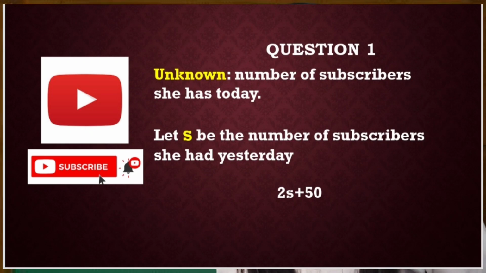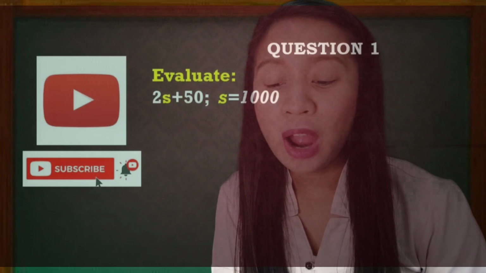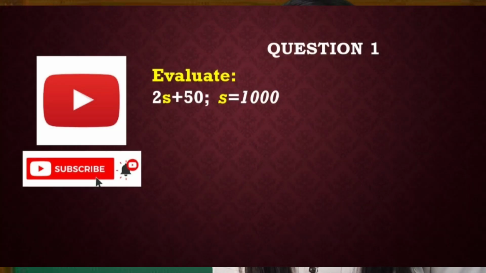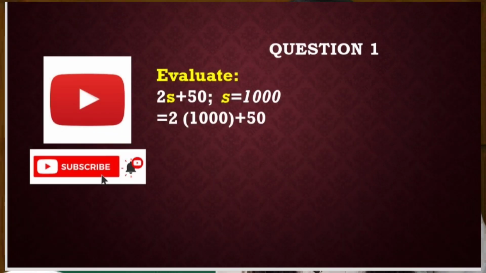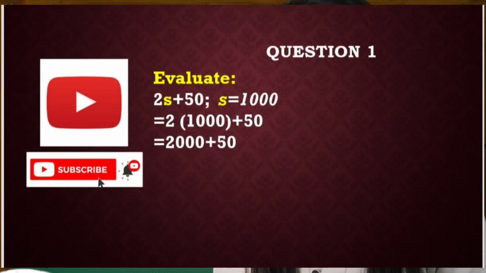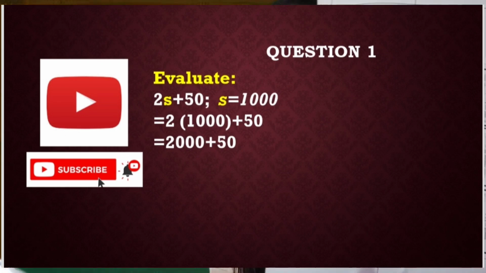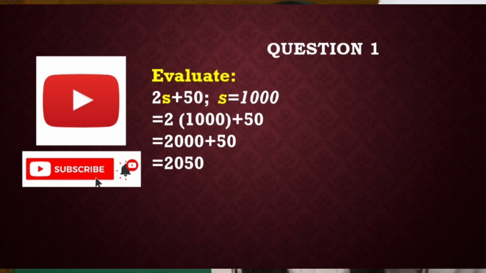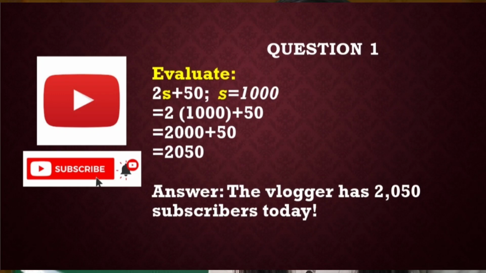Now, we evaluate the expression using the given value of the variable. Our S is 1,000, since yesterday she had 1,000 subscribers. So, we replace S with 1,000. And then we simplify the expression. 2 times 1,000 gives us 2,000, plus 50 is 2,050. Therefore, our final answer is, the vlogger has 2,050 subscribers today.